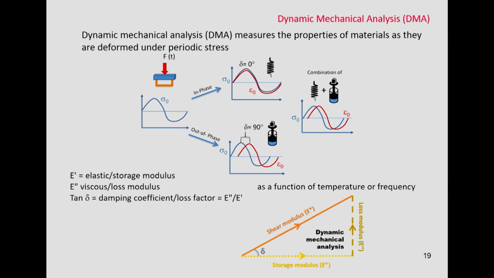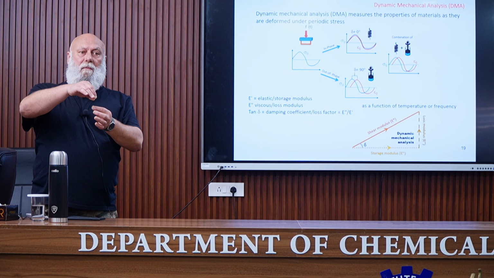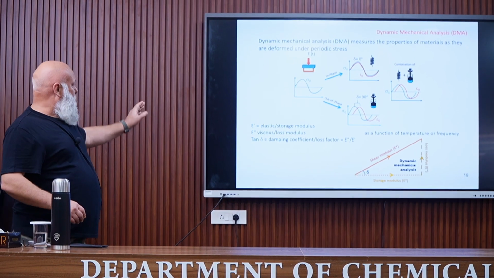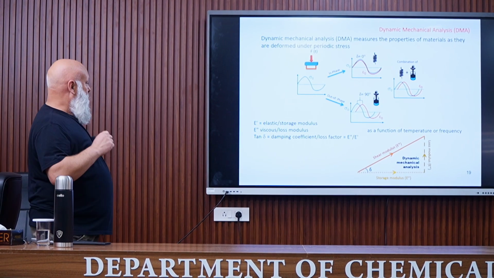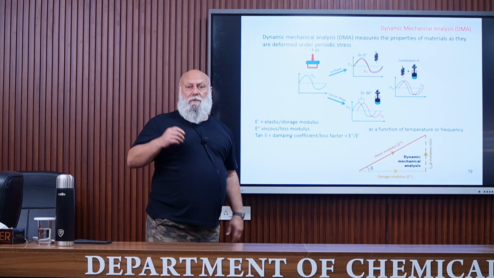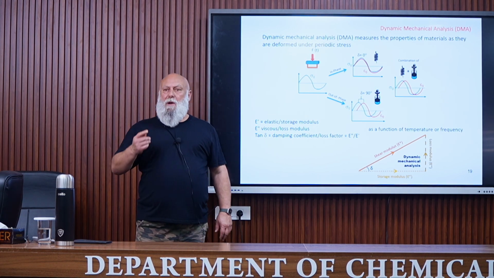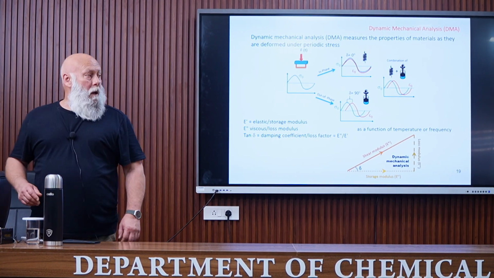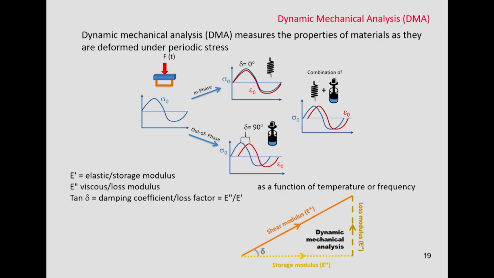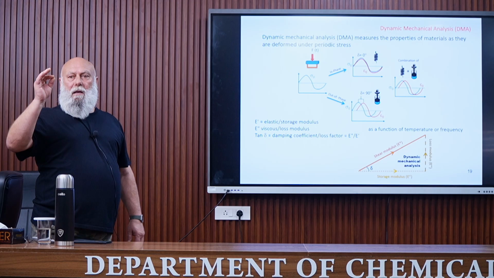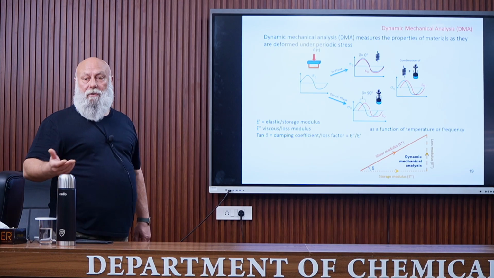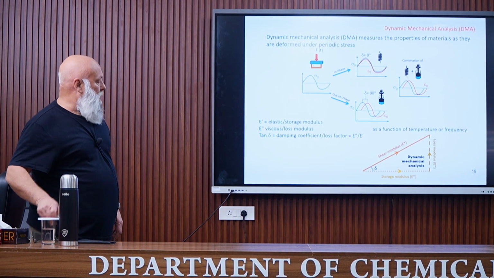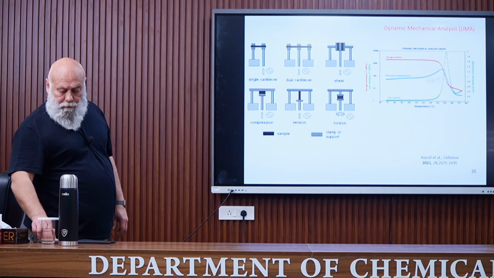High frequency, slow frequency. But of course, if the evolution of this parameter is followed as a function of temperature, it's necessary to have a fixed frequency. Usually 1 Hertz is used. Or if the experiments are performed at a given temperature and at different frequencies, it's necessary to keep the temperature constant. Only one parameter can be changed.